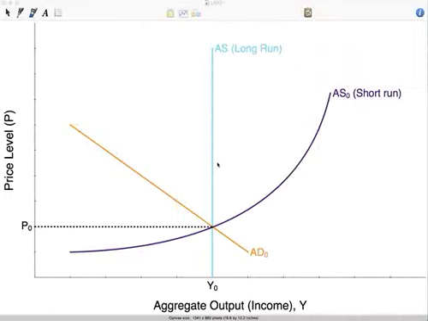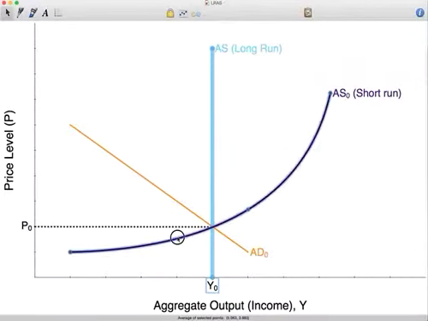In this particular video, we're going to take a look at the long run aggregate supply curve. The most important thing to remember about the long run aggregate supply curve is that it's vertical at the full employment output level. So that's a key thing to remember. It's vertical, and the income level associated with where it's vertical is the full employment output level.